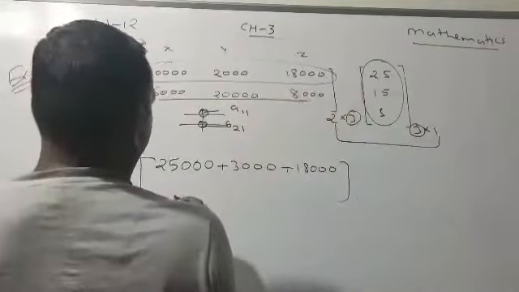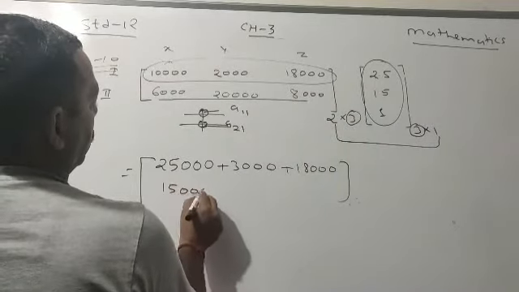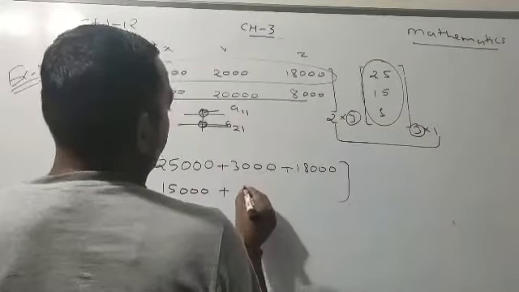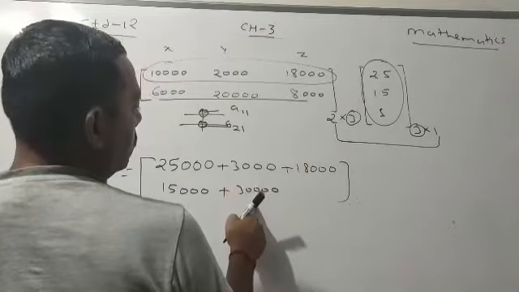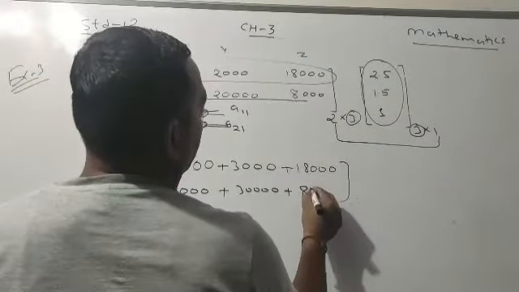6,000 with 2.5. That is 15,000, plus 20,000 with 1.5. So it is 30,000. See, this is 3,000, this is 30,000. Plus 8,000 with 1. That is 8,000.